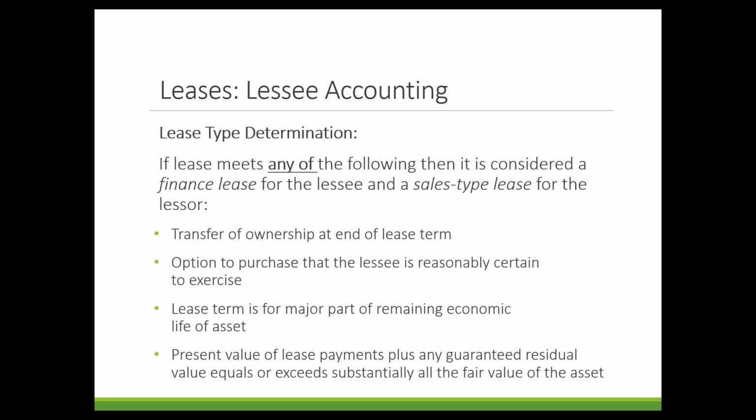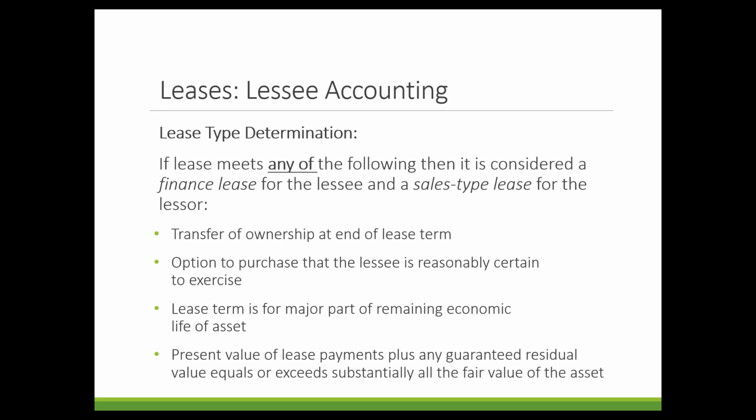A lessee shall classify a lease as a finance lease, and a lessor shall classify a lease as a sales type lease, when any of the following criteria are met at the lease commencement date. The lease transfers ownership of the underlying asset to the lessee by the end of the lease, or the lease grants the lessee an option to purchase the underlying asset that the lessee is reasonably certain to exercise, or the lease term is for the major part of the economic life of the underlying asset.